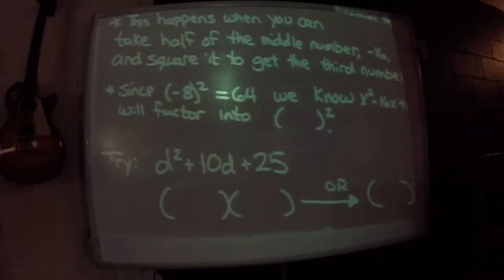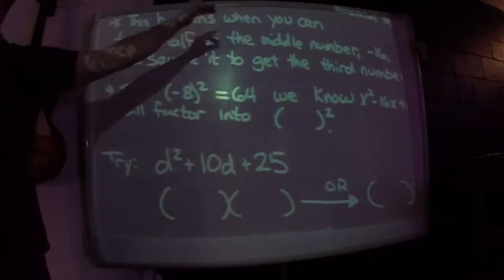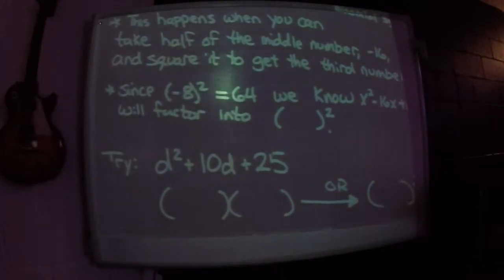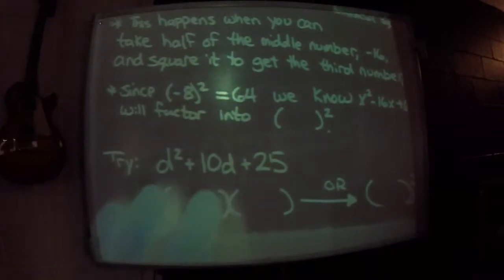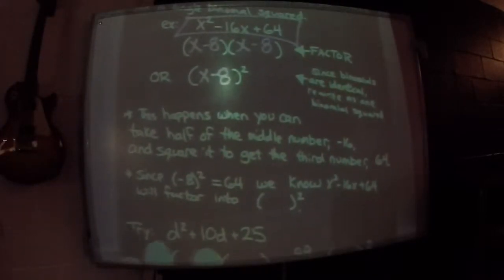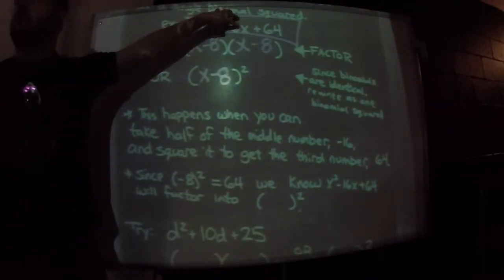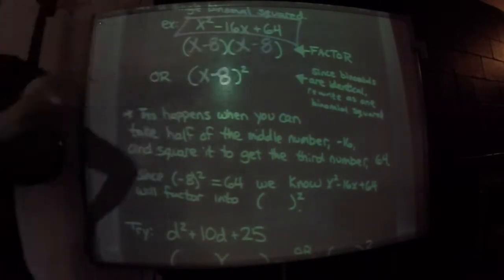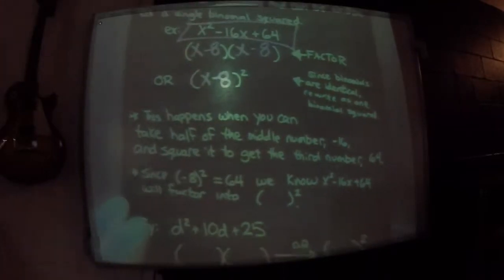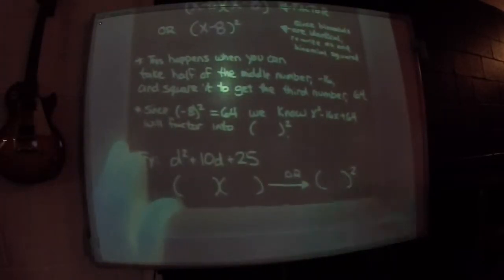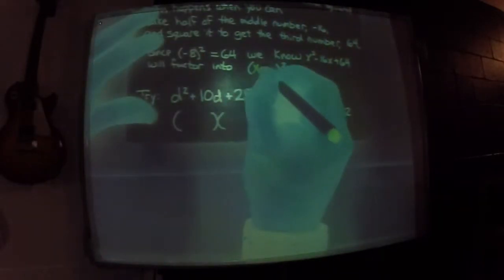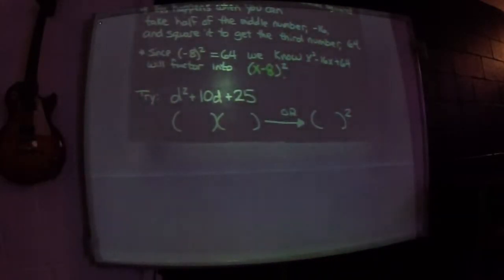This is going to happen when you can take half of the middle number. So you see that negative 16 we had? If you take half of the middle number and you square it, you get the third number. So I'll kind of show. If you took half of this and you made negative 8 and then you square it, you get 64. That's the pattern that you're looking for. Negative 8 squared was 64. And then it's always going to factor into whatever that half is, negative 8, like that. Kind of confusing, but we'll look at a few other examples.